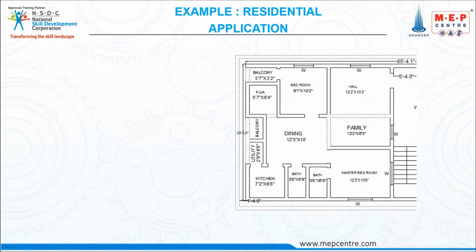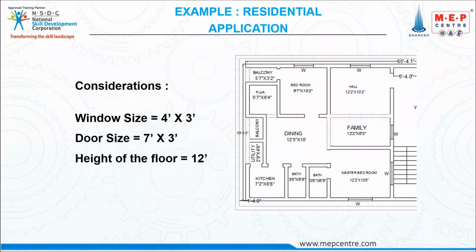So we are defining the project specifications here. First, take the considerations. Here we have taken the window size constant everywhere as 4 feet by 3 feet, and door size 7 feet by 3 feet. The floor to ceiling height is 12 feet. These are the considerations. You'll get all these things with the drawing itself.